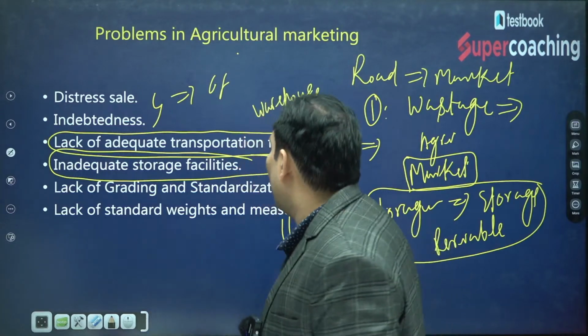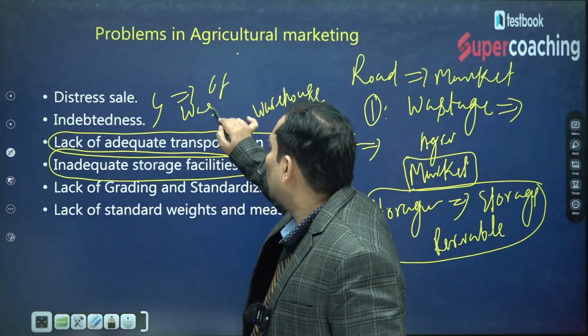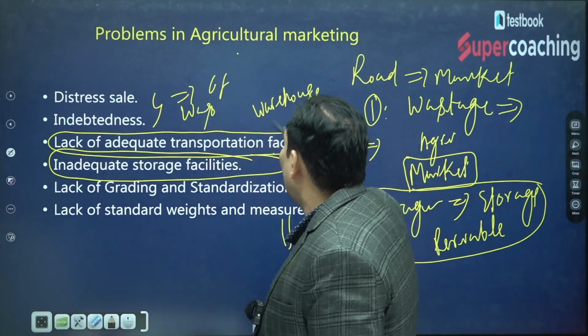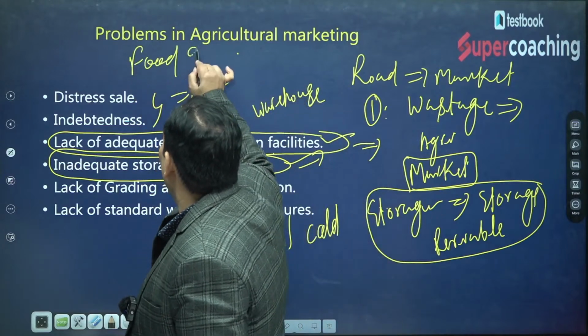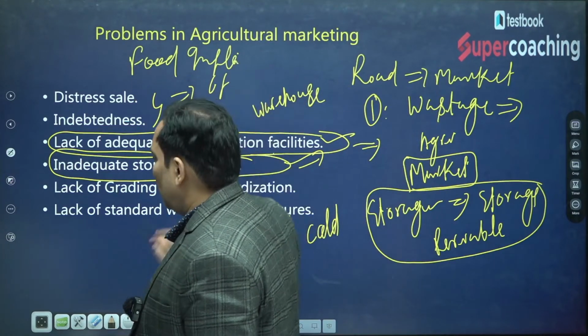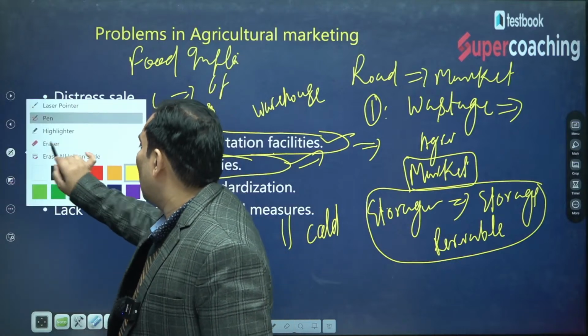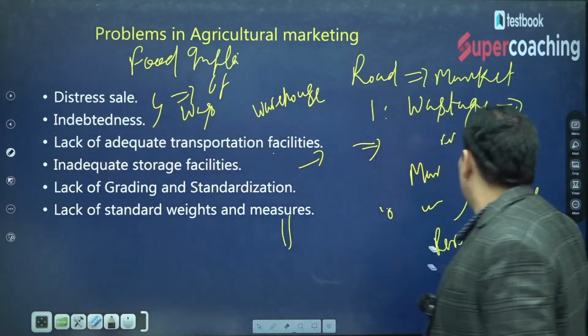there is going to be wastage of agriculture produce, and this is one of the reasons for agri inflation, food inflation. Let me explain, please. First let me rub it.